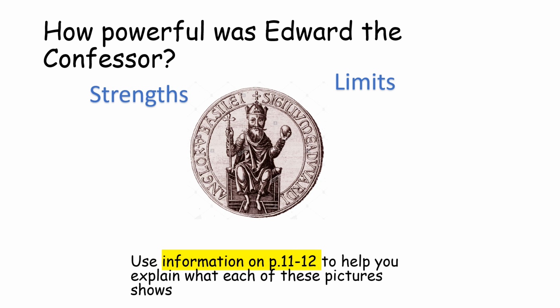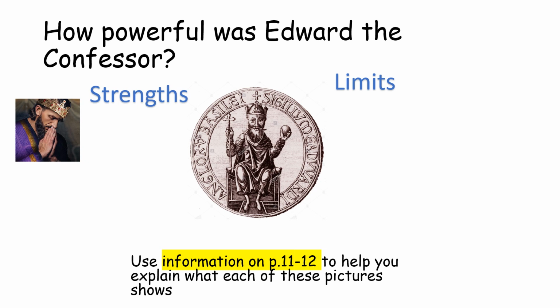Again, we've talked about this, and it goes through this on page 11 to 12, thinking about what these pictures might show. So in terms of how strong he was, one reason that he was a strong king was because he was really religious, and you can see the king here praying, and so that was a real strength for Edward. People respected him because they knew he was a really, really religious person, and he spent a lot of time praying.